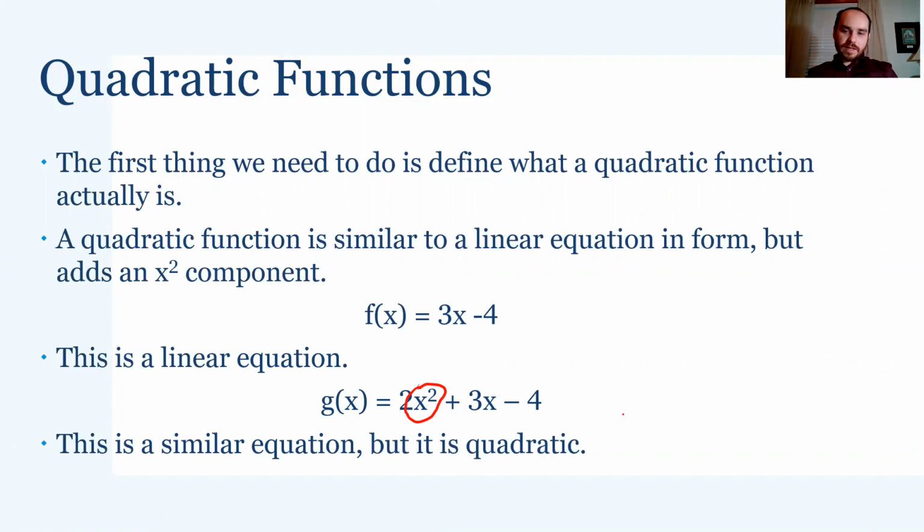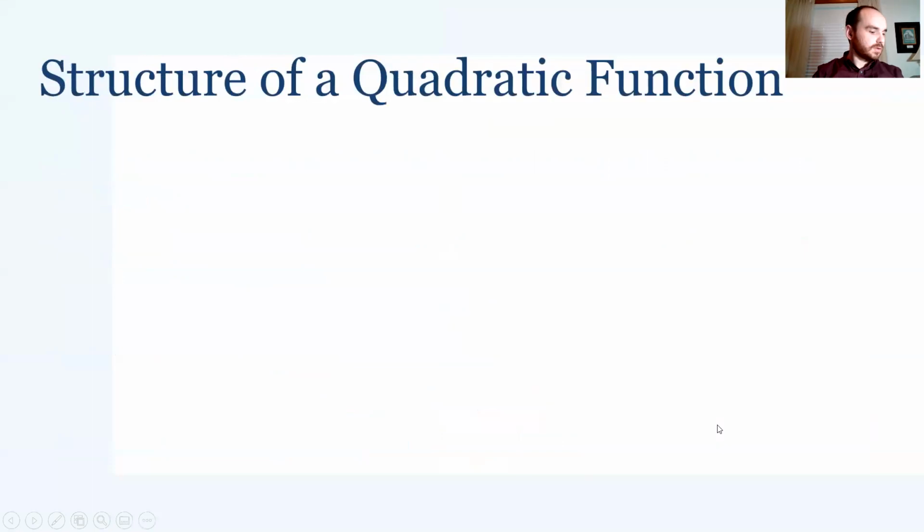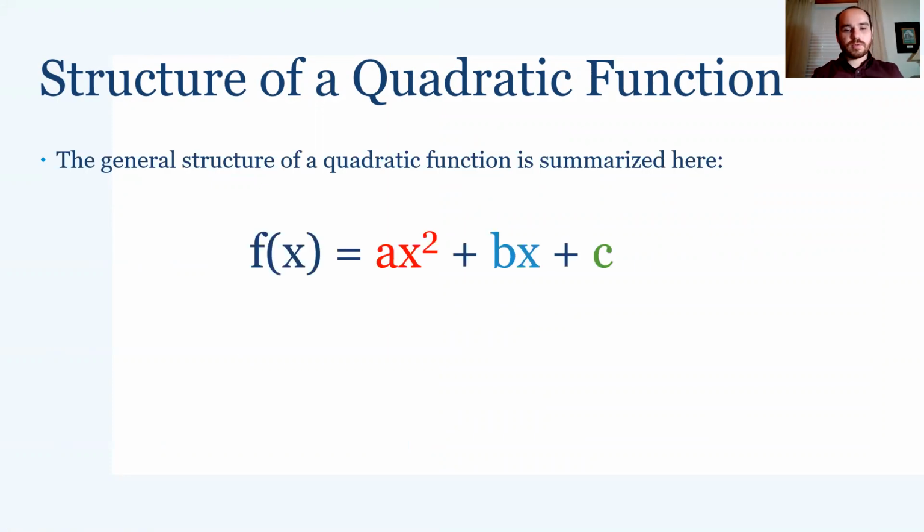If you see like an x cubed thrown in there, that will be different than a quadratic equation. That's no longer quadratic. It is further down the line, and we don't usually have special names for those. They're just nonlinear. So the structure of a quadratic function is summarized right here. You've got f of x equals ax squared plus bx plus c. The only rule for something to be a quadratic is that a cannot equal 0.